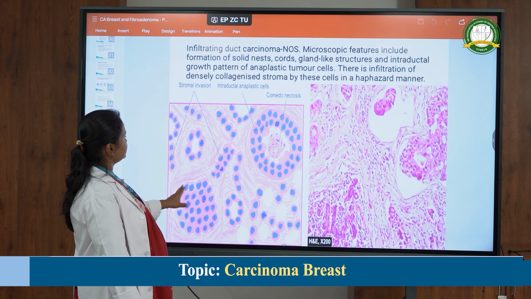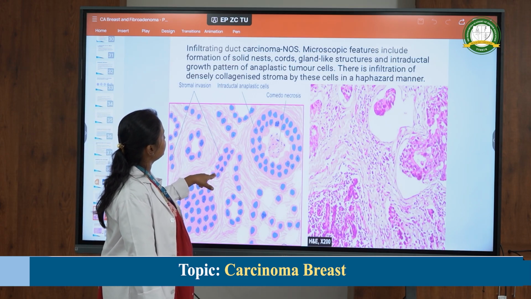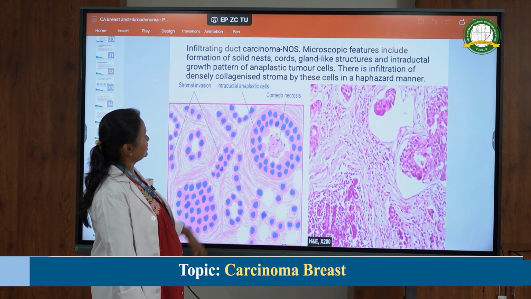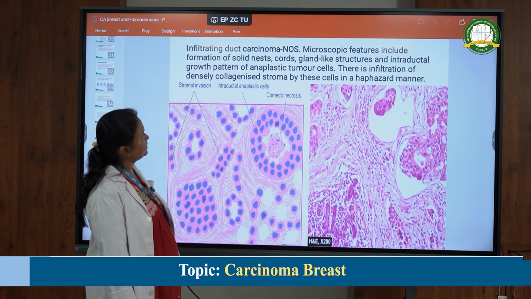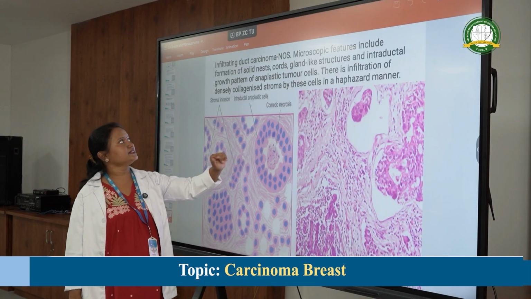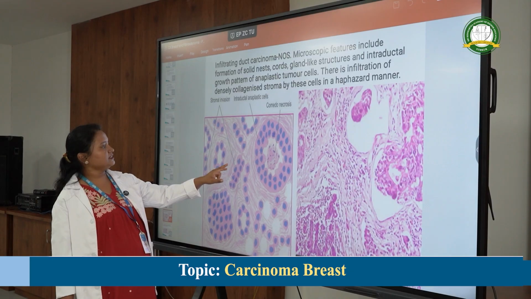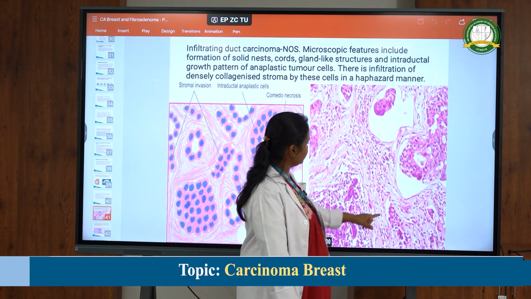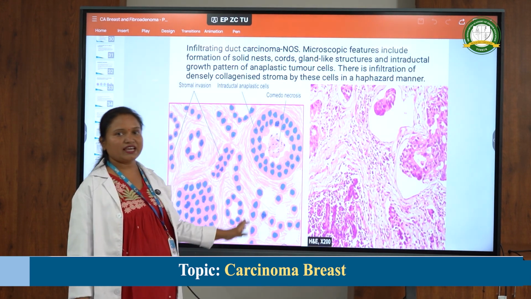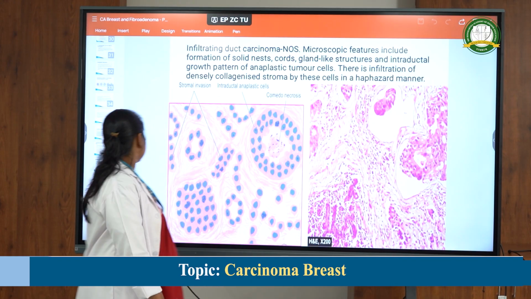So here you can see these are the solid nests. These are cord-like arrangements, glandular arrangements, and you can see the intraductal growth pattern. See here, you can see the comedonecrosis type. So all the patterns you can see here, and you can also see the ductal epithelium and all the tumor cells within the stroma. This is a very characteristic feature of invasive breast carcinoma or infiltrating ductal carcinoma.